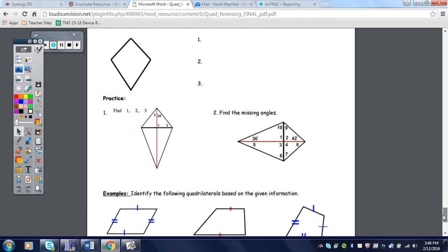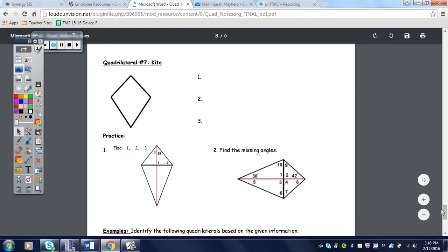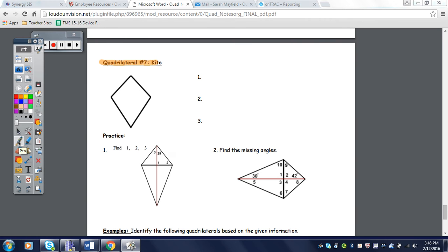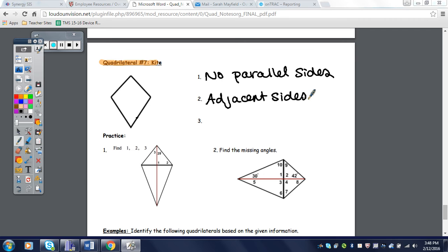Last one we got to talk about is a kite. And a kite is actually kind of a funny one, just because the properties don't match any of the other properties you've already learned. All right? So a kite has no parallel sides. None of these sides are parallel. So that's what makes it really different from all the other ones. Okay? Third one, adjacent sides are congruent. Adjacent means next to. Okay? So this is congruent to this one, and this is congruent to this one.